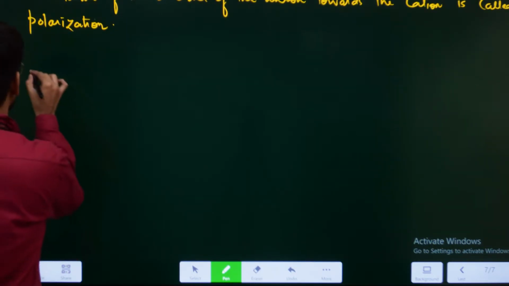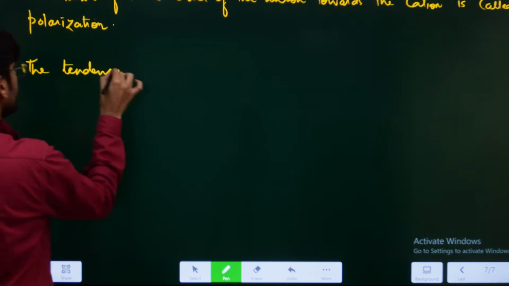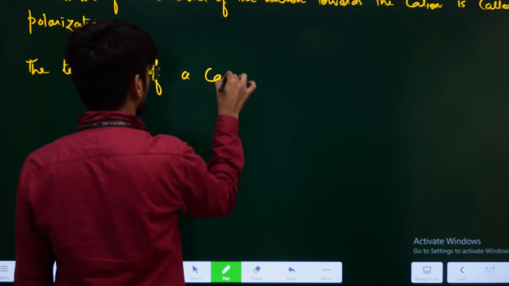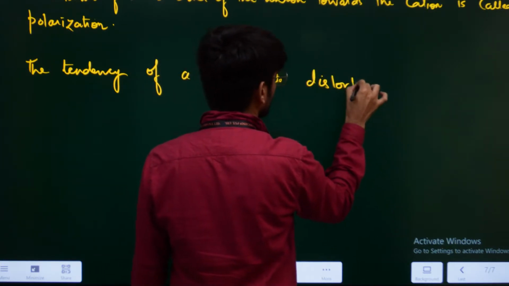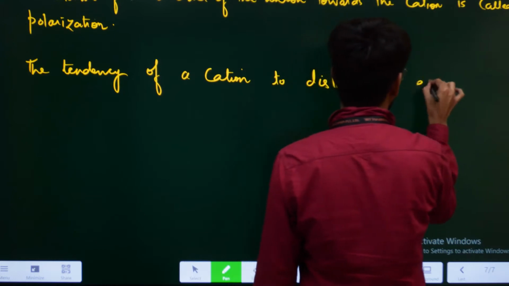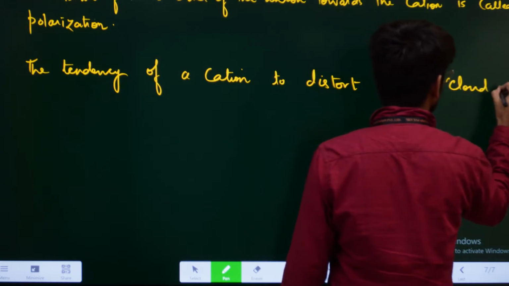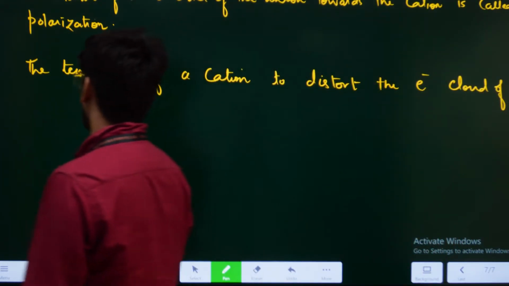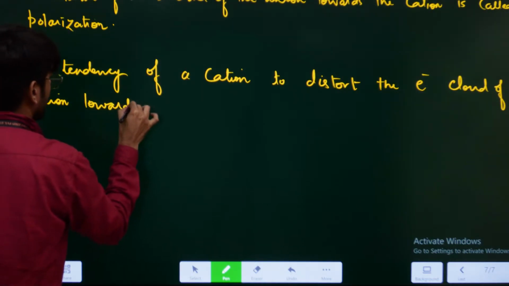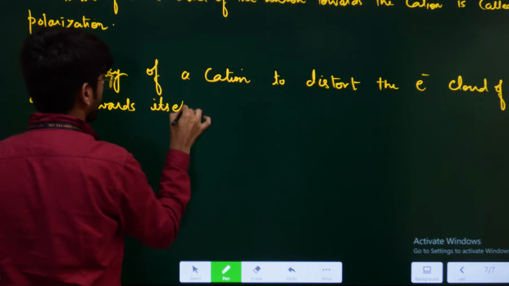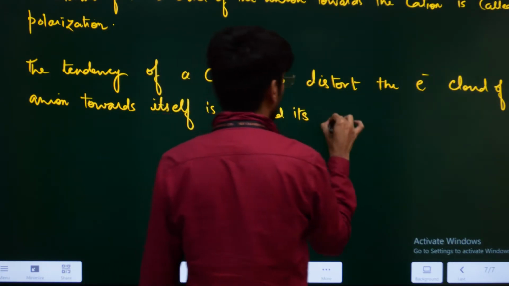Okay. Now, the tendency of a cation to distort the electron cloud of an anion towards itself is called its polarizing power.